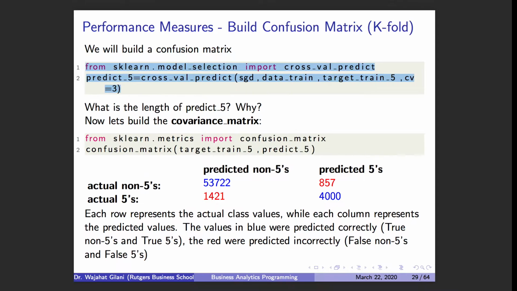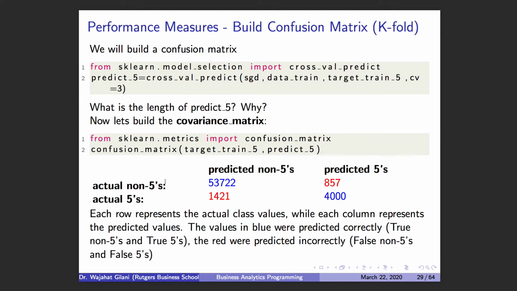All right, now from here, let's go and build our covariance matrix. All right, I'm sorry, I have a typo here. Covariance matrix, confusion matrix, guys. There's a typo here. We're not building a covariance matrix. We're building a confusion matrix.